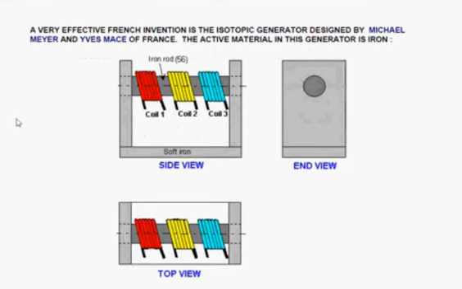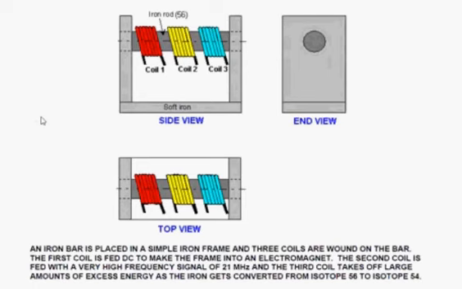Okay, next we come to a very effective invention by two French gentlemen, Meyl and Yves Mace. The active material in this generator is iron. Now, iron is just a version of steel which has got a reduced amount of chromium and other additives in it. But this is just an iron bar set into an iron frame, and it has on it.